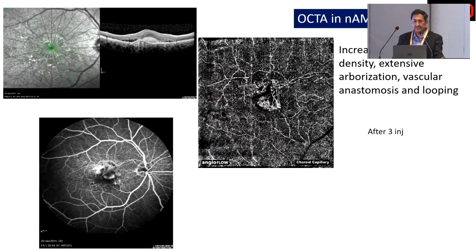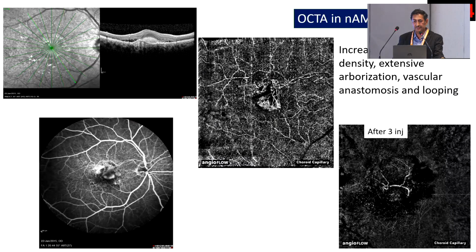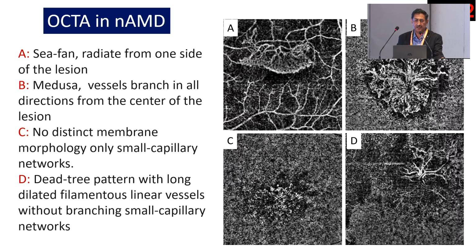This is another patient, CNVM. You can see how nicely it is picked up. And this is after 3 injections. Various patterns have been described for OCTA in AMD. It can be the C-fan type, it can be the Medusa type. Here you don't see a distinct membrane, and this is the dead tree pattern.